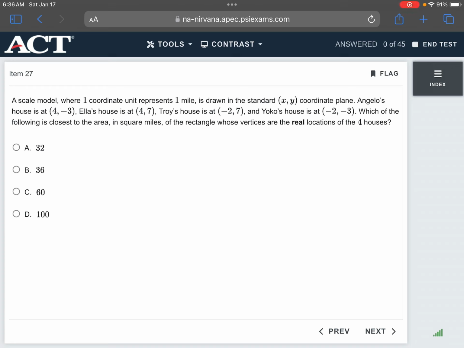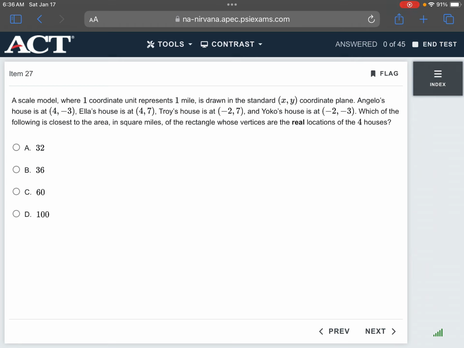Alright, so we have a scale model here. One coordinate unit represents one mile in the standard XY coordinate plane. So just our standard graphing plane. It tells us all these different locations, so I'm not going to read everything word for word. We've got Angelo's house at 4, -3, Ella at 4, 7, Troy at -2, 7, and Yoko at -2, -3. It says, which is the closest in area in square miles of the rectangle whose vertices are the real locations of the 4 houses.